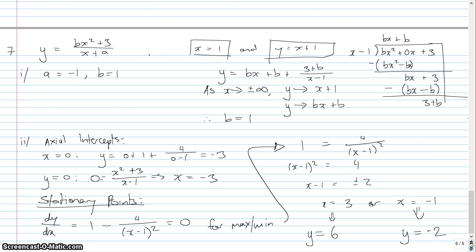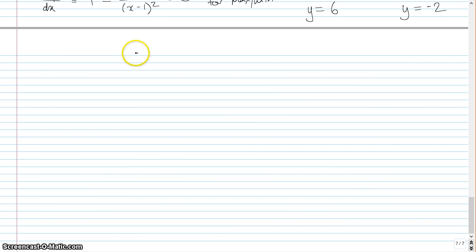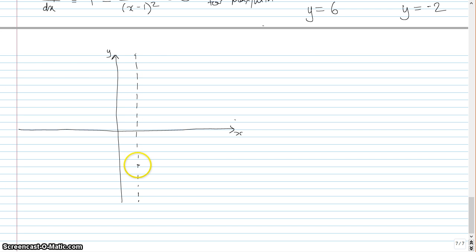I can now start drawing it. You're going to have to excuse me, I'm sorry, because this is not the easiest piece of equipment to draw on. So I'll do my best, but no promises. It's the y-axis. This is my x-axis. And I recall, okay, I've got my first asymptote at x equals 1. And I've got a line y equals x plus 1.